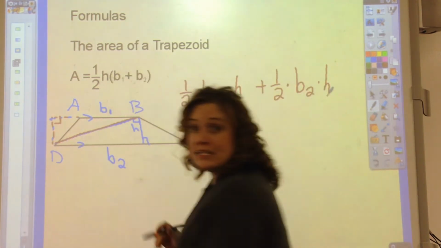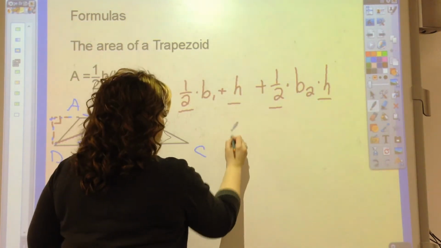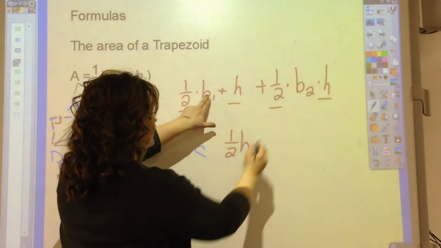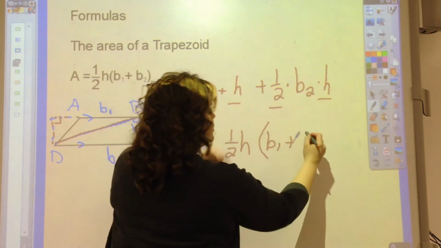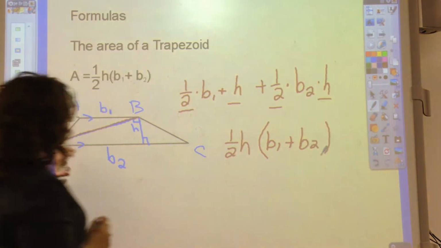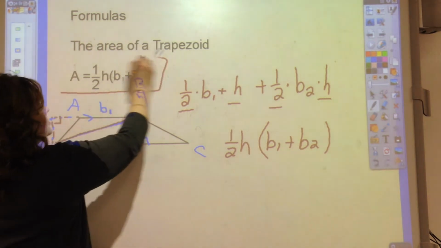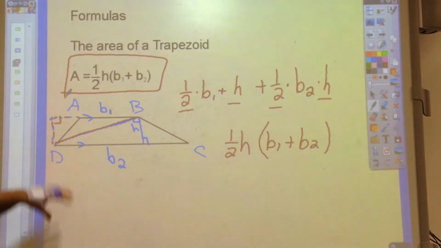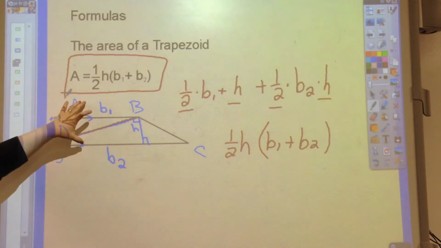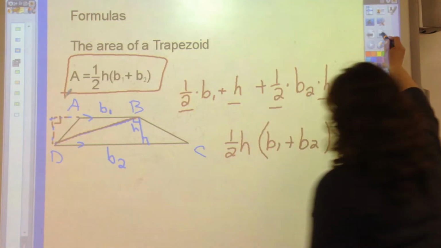Notice that the height is the same for both. And we could factor out 1/2 base times height, or the 1/2 height. And in this first term, we have base 1. And in the second term, we have base 2. So oftentimes, the way we find these formulas is through knowing the rules about triangles. I'm not going to require that you know how to do that, but I am going to require that you know how to utilize your formula. So let's go ahead and utilize the formula.